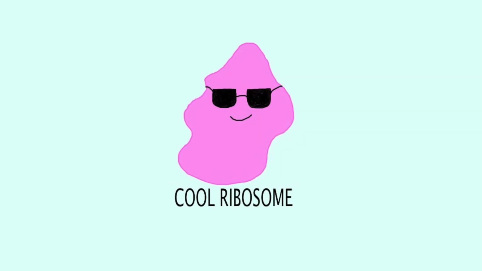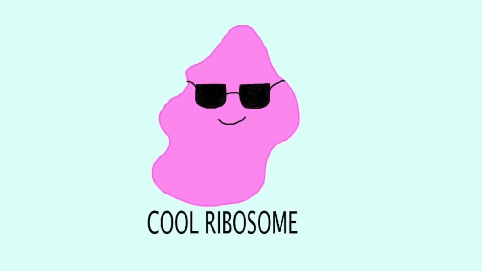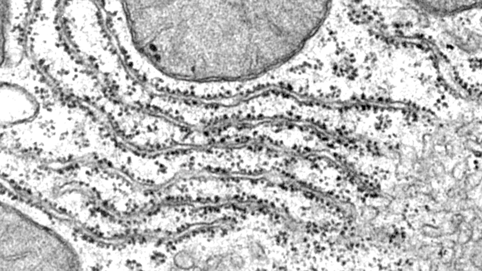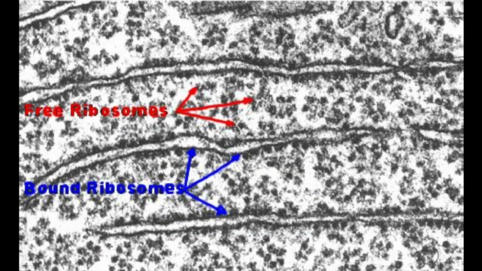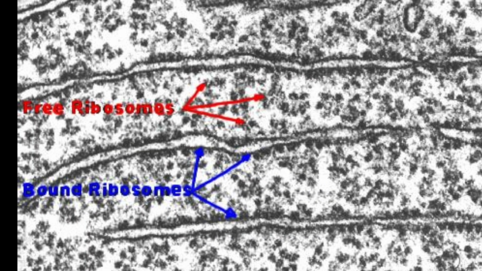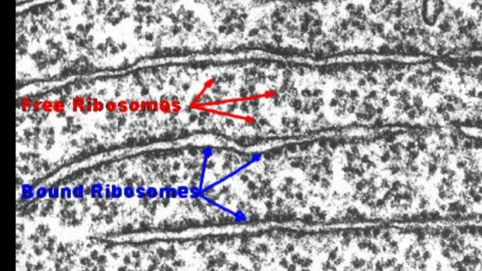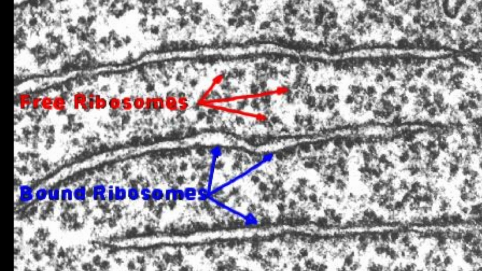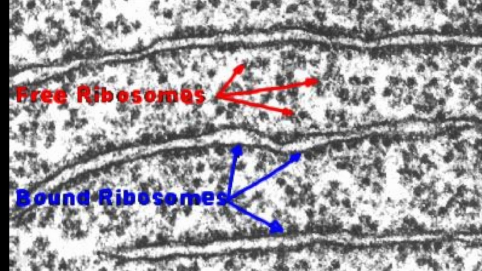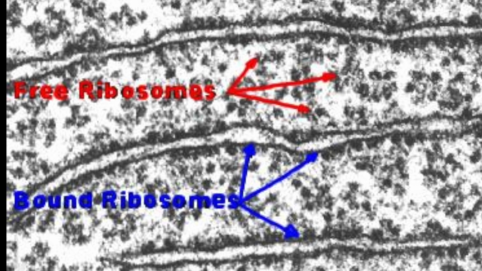Wow, don't ribosomes sound wicked cool? I love ribosomes. Where can we find them? They can be found in 2 different places. Free ribosomes can be seen floating within the cytosol of the cell. These ones create proteins that are used within the cell itself. The other ribosomes are called bound ribosomes, which are found on the rough endoplasmic reticulum. These ones make proteins using the cell membranes, other organelles, or proteins that will be exported out of the cell.